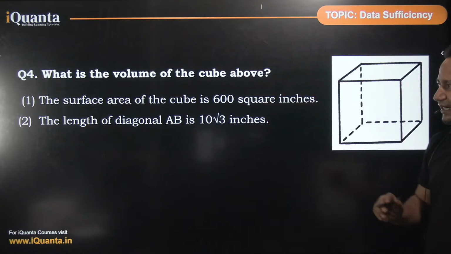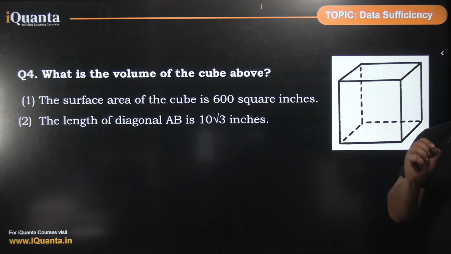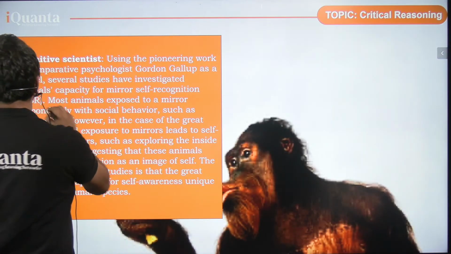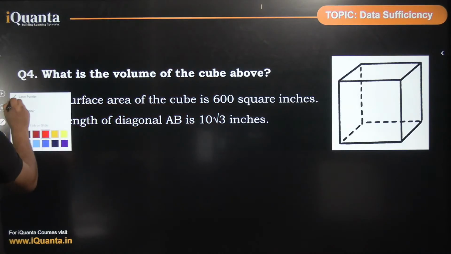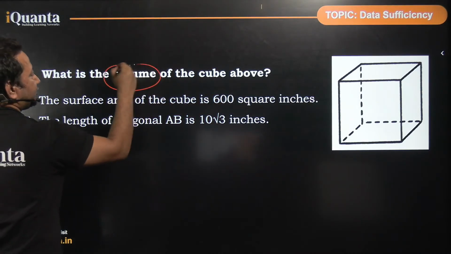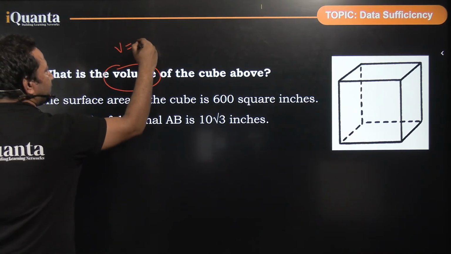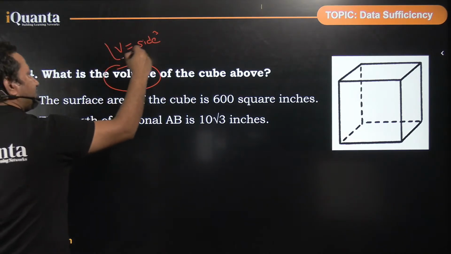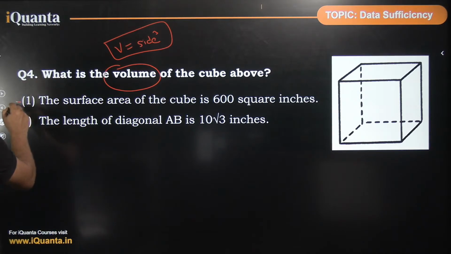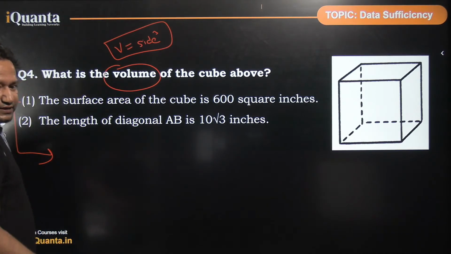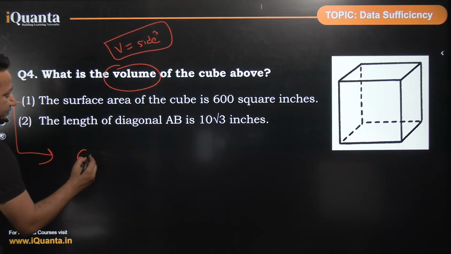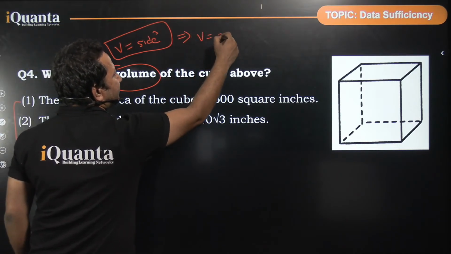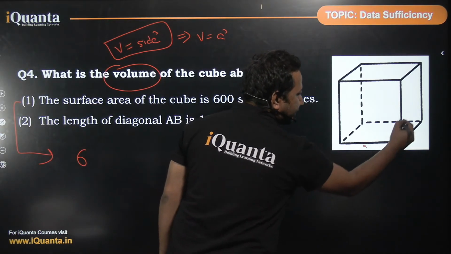Data sufficiency. Remember that? This is very important. We have to find out whether we can find the volume or not. Well, so identifying the problem statement. If we identify the problem statement, the volume of any cube is basically equal to cube of its side. This is what we have to find out. This is the problem statement. From statement 1, surface area, what is it? It's 6 times the value of square of side. Let me write side as A units. So V will be equal to cube of A. Let this side be A units.